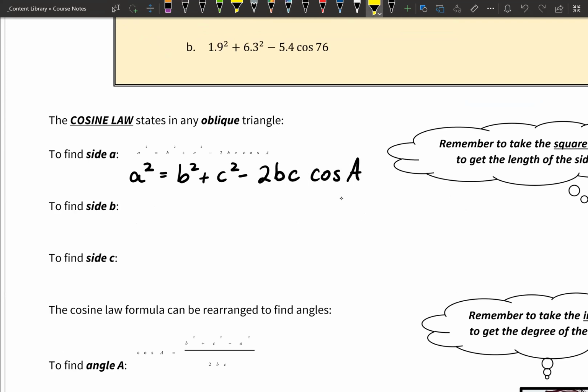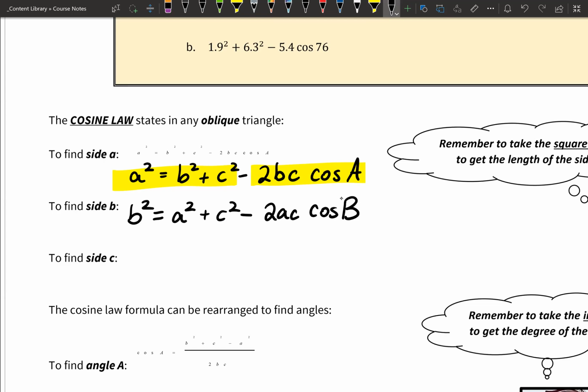So it looks something like the Pythagorean theorem, but then there's a little bit of an adjustment to it, with the 2bc cosine A. That was if you're trying to find side a. If you're trying to find side b, you can just rearrange the formula a little bit. So b squared equals a squared plus c squared minus 2ac cosine of angle B, okay? And if you're trying to find side c, it would be c squared equals a squared plus b squared minus 2ab cosine of angle C.